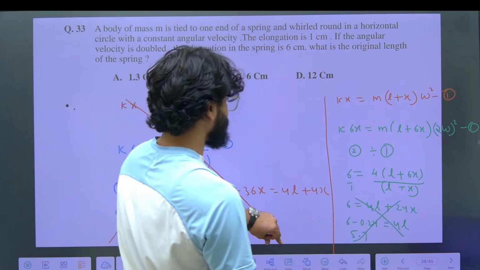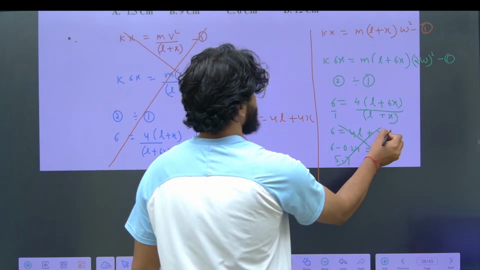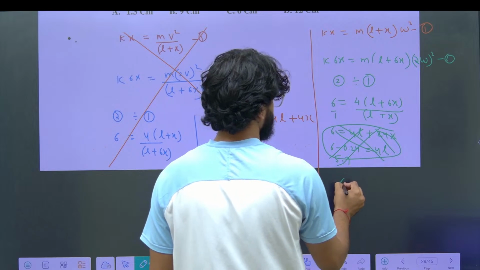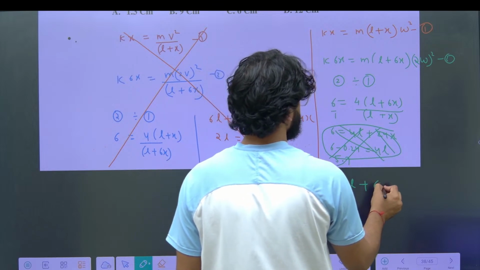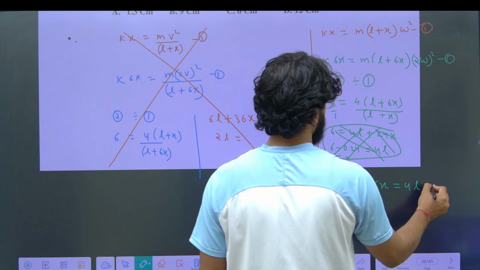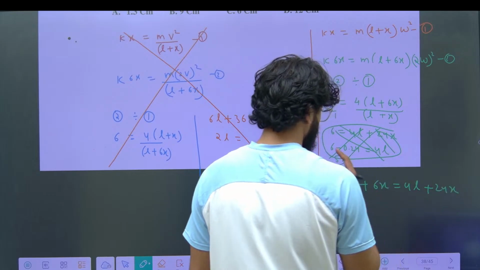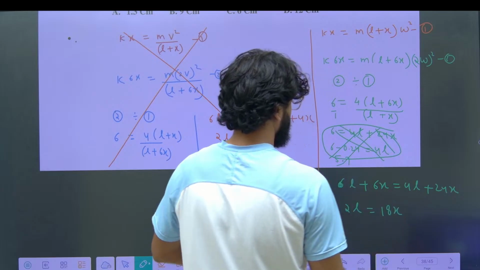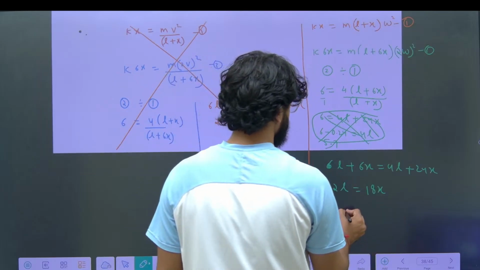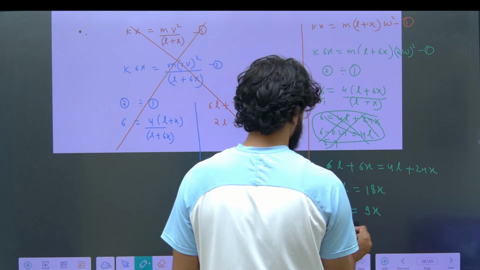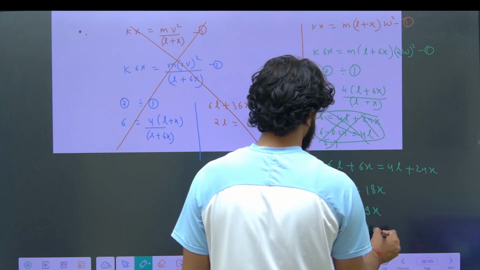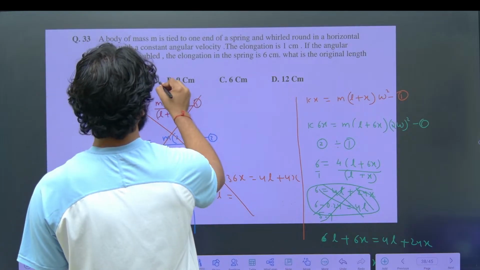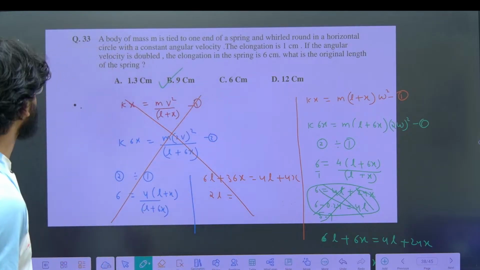So it will be 6L plus 6x equals to 4L plus 24x. So 2L equals to 18x. So L equals to 9x. L equals to 9 centimeter. Correct. So answer should be 9 centimeter. Okay.